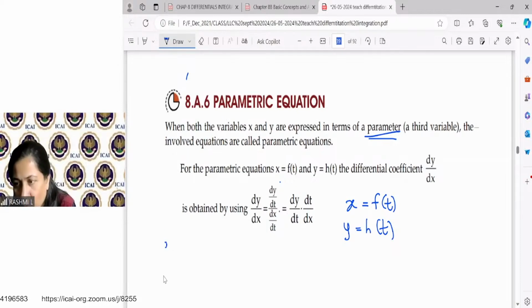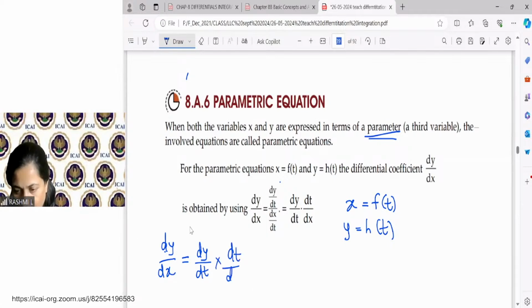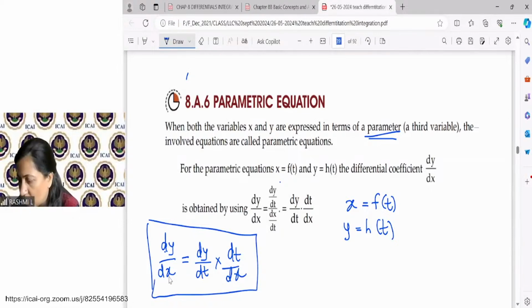So then what will happen is, when I want to find dy by dx, but my y is in terms of t, I can't use it here. So what will I write? I will write dy by dt. For dy by dx, I will write it as dy by dt into dt by dx, and I will use this.